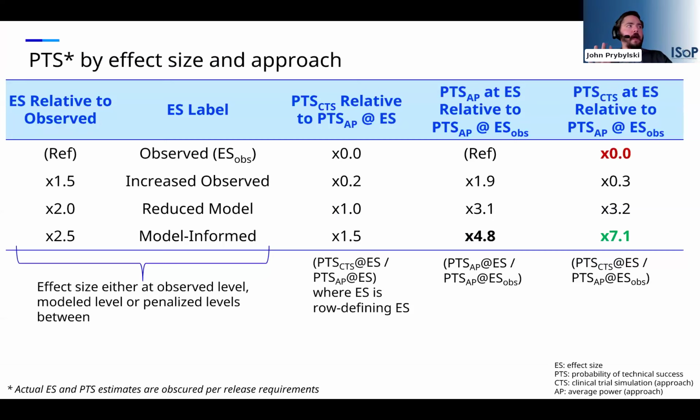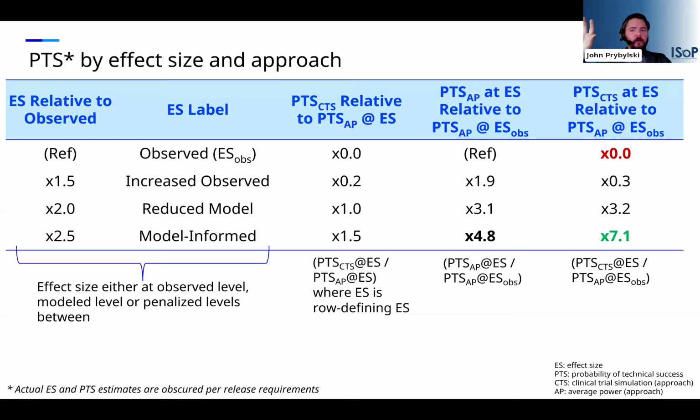So on the left, we have the various effect sizes that I talked about, and then the label that I used before. So the reference effect size is the observed effect size, or ES OBS. Slightly higher than that would be the increased observed. Higher than that would be one that was slightly reduced from the model. And then at 2.5-fold the observed effect size, we have the model informed or model predicted effect size. In the next columns we have a PTS for each of these effect sizes from the average power approach, and a PTS from the clinical trial simulation approach.